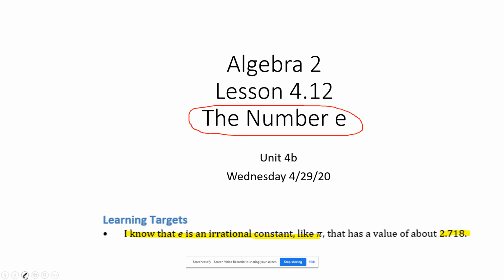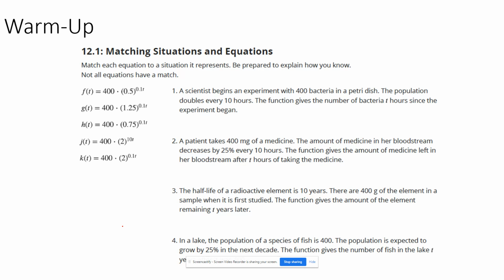Okay, so here we go. Let's get started by getting our pen and moving on to our warm-up. Your warm-up for today says matching situations and equations. These are all exponential functions, and you have four different scenarios. So match each equation, F, G, H, J, and K, to a situation it represents. Here you have four situations, 1, 2, 3, and 4. Be prepared to explain how you know.